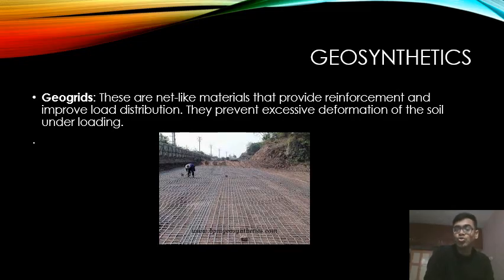This is the most widely used nowadays, the geosynthetic property. These geosynthetics are made of polymers and discarded materials, and these have some bad environmental effects. These are used to develop these geosynthetics. The net-like materials are provided as a reinforcement. This increases the strength of the soil and load distribution. They prevent excessive deformation of the soil under loading. This is the pictorial view of the geogrids.